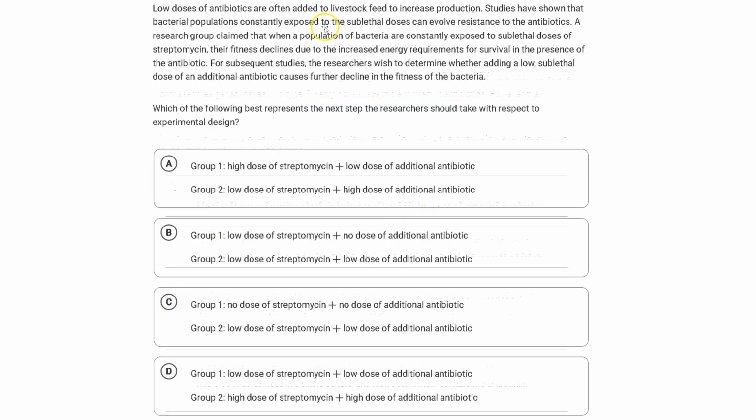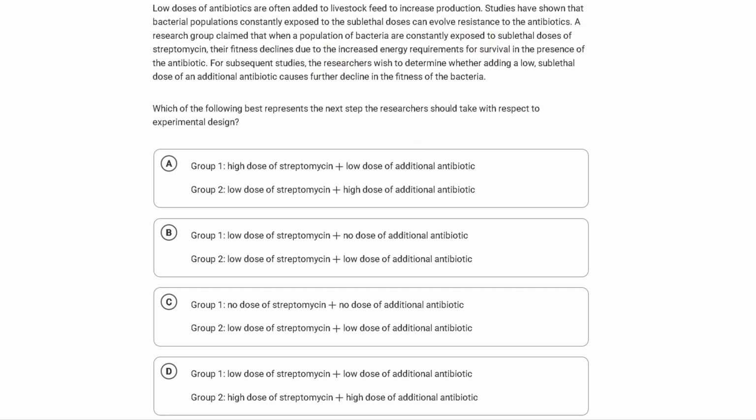Low doses of antibiotic are often added to livestock feed to increase production. Studies have shown that bacterial populations constantly exposed to the sublethal dose can evolve resistance. A research group claimed that when a population of bacteria are constantly exposed to a sublethal dose of streptomycin, their fitness declines due to the increased energy requirements for survival in the presence of the antibiotic. For subsequent studies, the researchers wished to determine whether adding a low sublethal dose of an additional antibiotic causes further decline in the fitness of the bacteria.